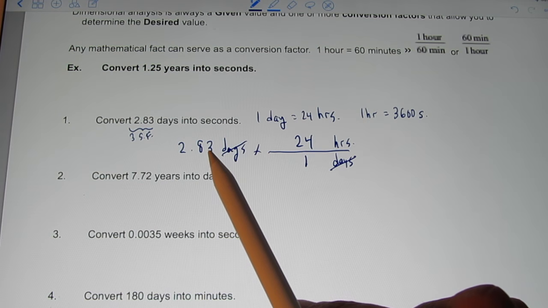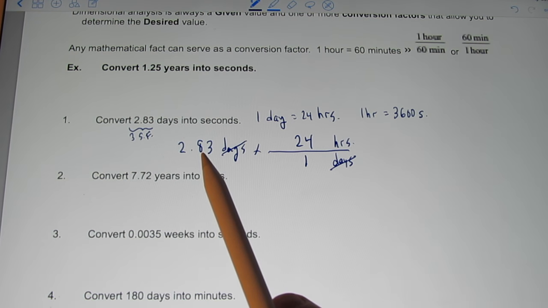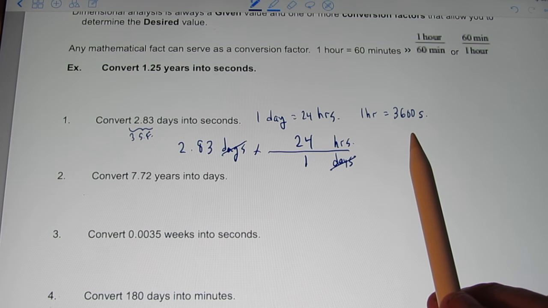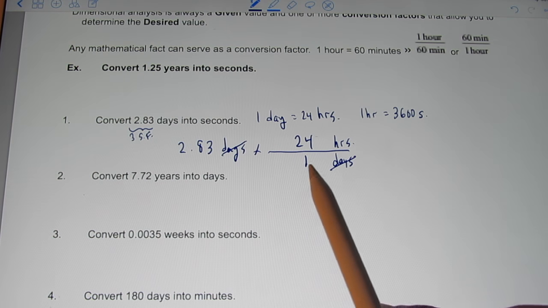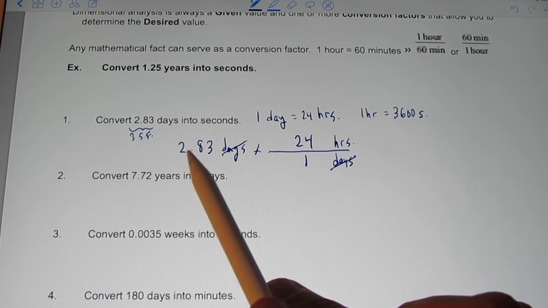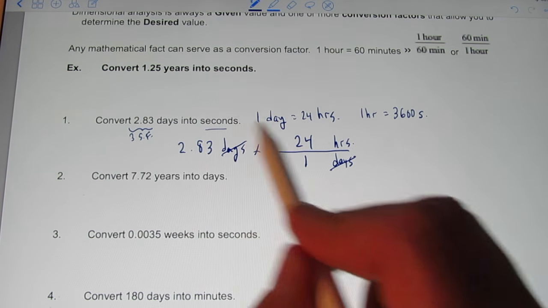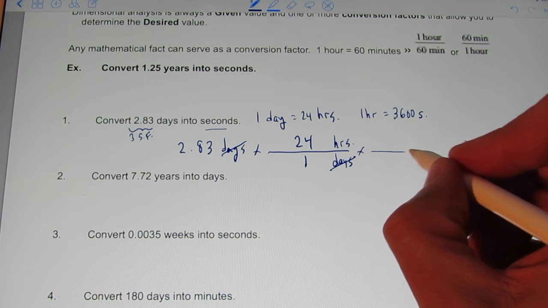So now if I were to stop my calculation right here, I would multiply 2.83 times 24, and I would round my answer off to 3 significant figures. Remember, because this guy here is a definition, and it has an infinite number of sig figs, I'd round it off to 3 sig figs because of the value that I gave you. Now we're not done, because I want seconds. I'm only in hours.